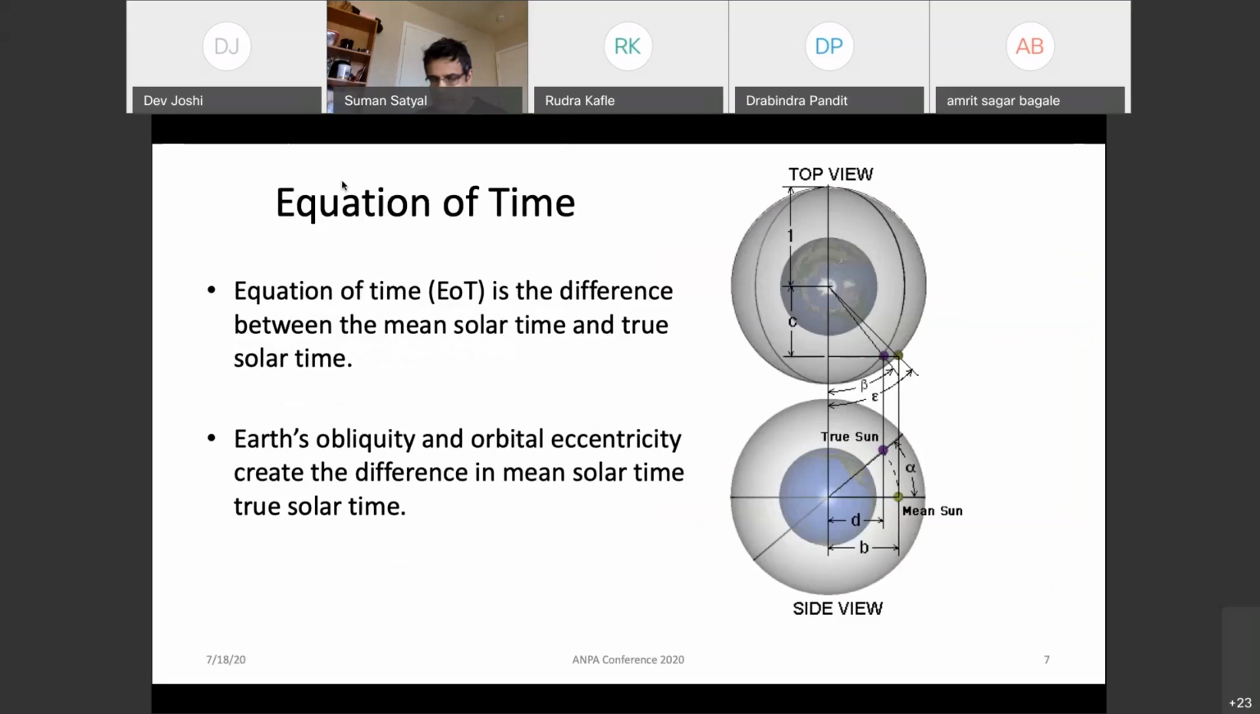EOT is the equation of time, which we use in time correction also. It is the difference between the apparent solar time and the mean solar time. Obliquity and eccentricity essentially cause the difference between apparent solar time and mean solar time. We will discuss these two causes separately.